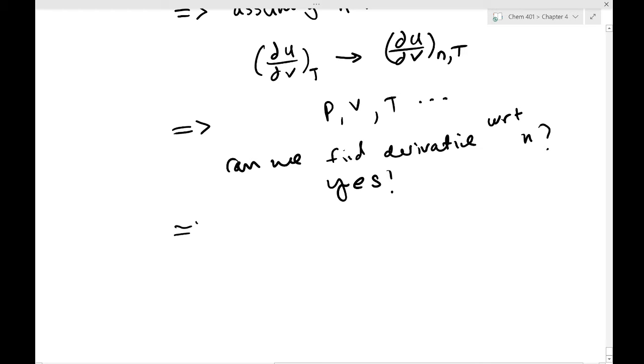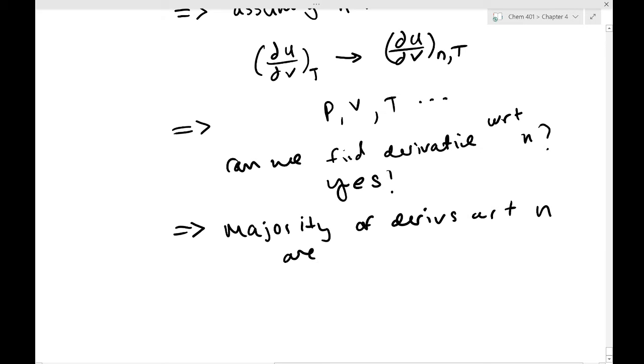And one more point I want to make before we actually get into this is that the majority of the derivatives that we're going to care about with respect to n are going to be in terms of the Gibbs energy. And this is for the sole reason that G, it turns out, is most useful for chemistry.